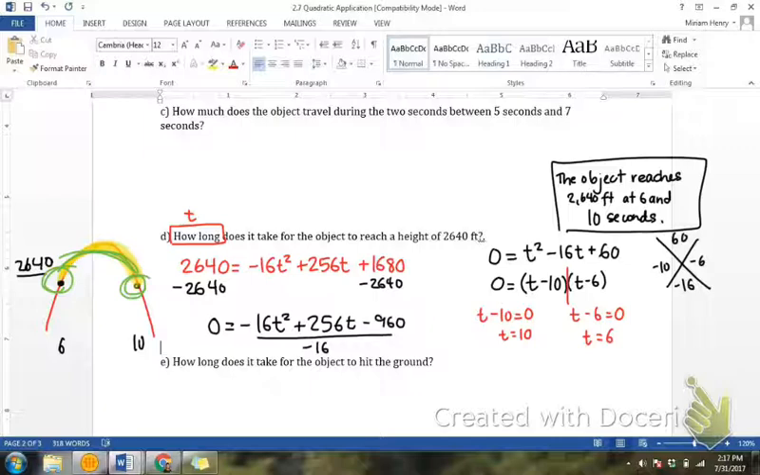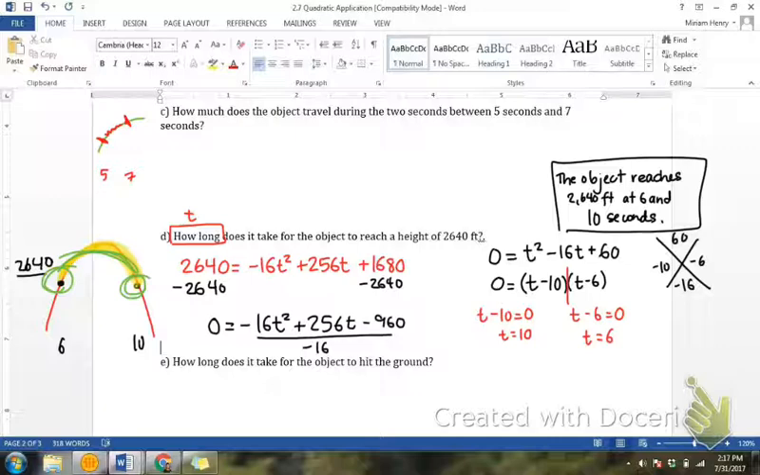So if we talk about 5 seconds and 7 seconds here and here, when they're not at the same height, if I were to subtract these two numbers, take this number away from this number, that would give me how much it moved. Would you guys agree with that?